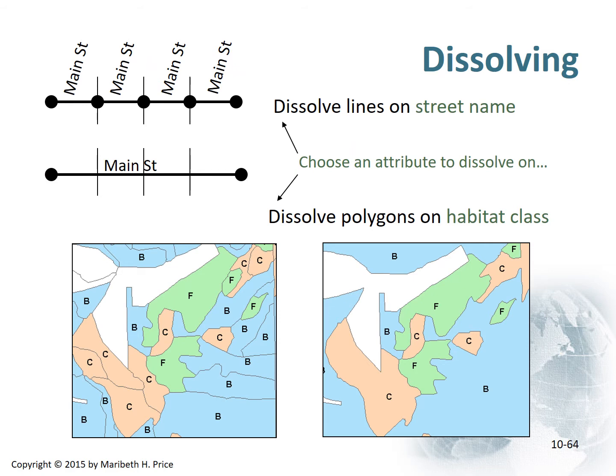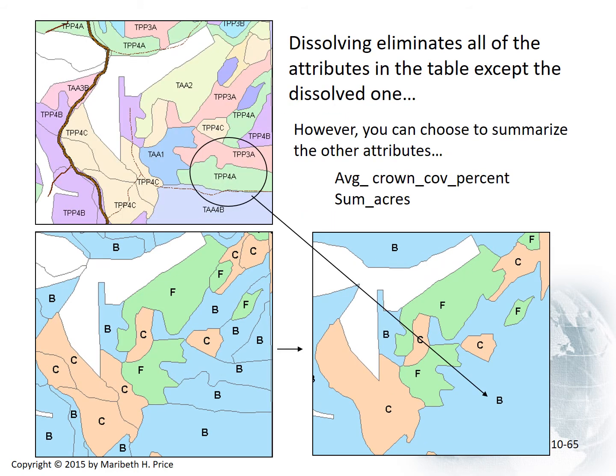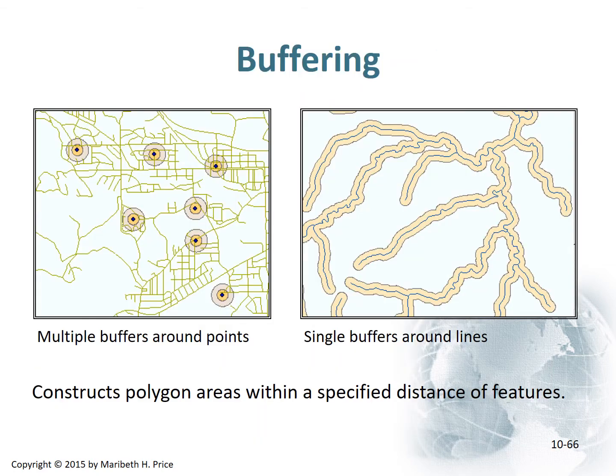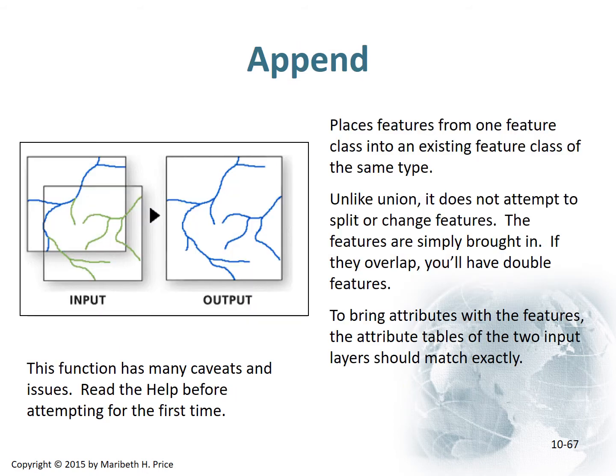Dissolving is a technique that works off of a single field to dissolve polygons or lines into single features. It eliminates all the attributes in the table except for the one you dissolved on. That's the downside. Now you could choose to summarize the other ones. Buffering is pretty straightforward. It just creates a boundary around a feature out to the distance you specify.